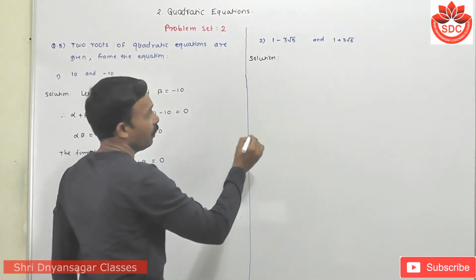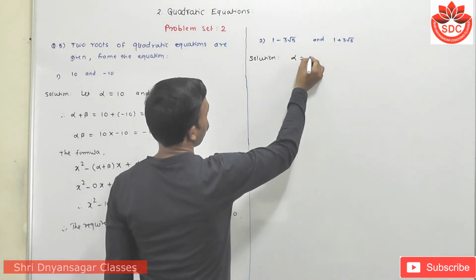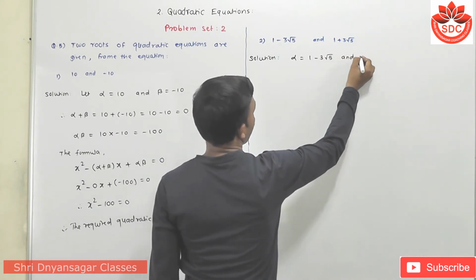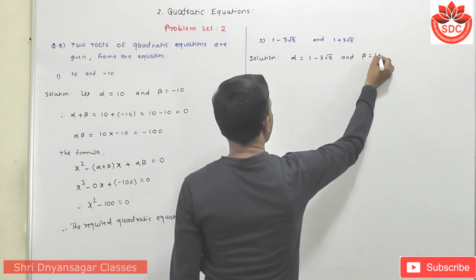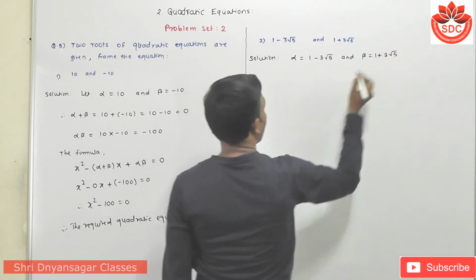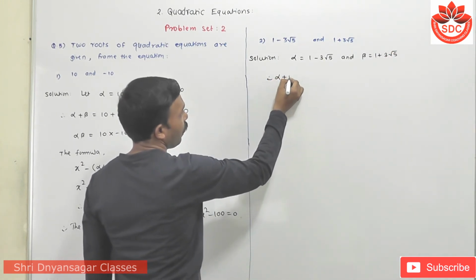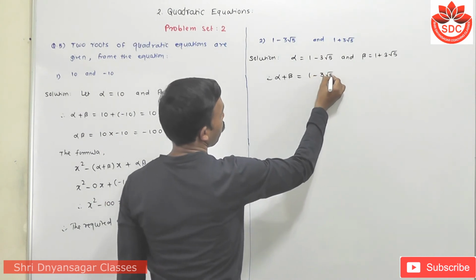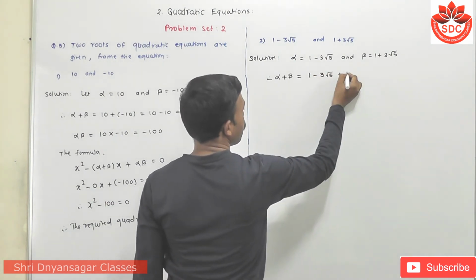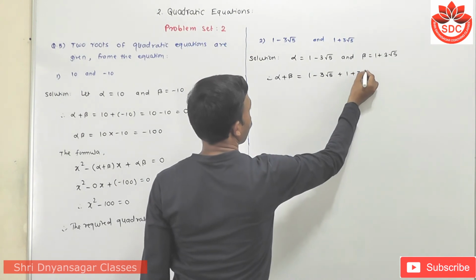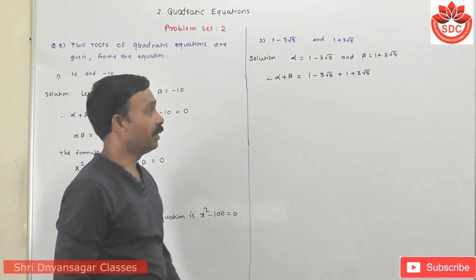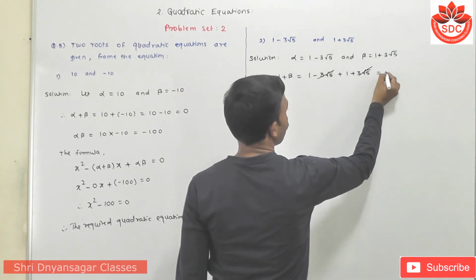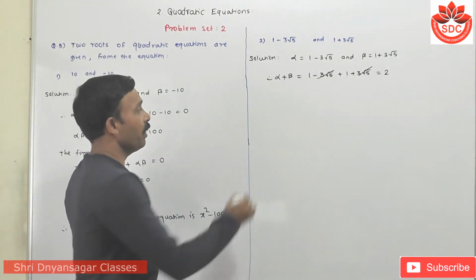Now two roots are given, which means alpha is equal to 1 minus 3 root 5 and beta is equal to 1 plus 3 root 5. Then we find the value of alpha plus beta: 1 minus 3 root 5 plus 1 plus 3 root 5. The minus and plus cancel, and the addition becomes 2.